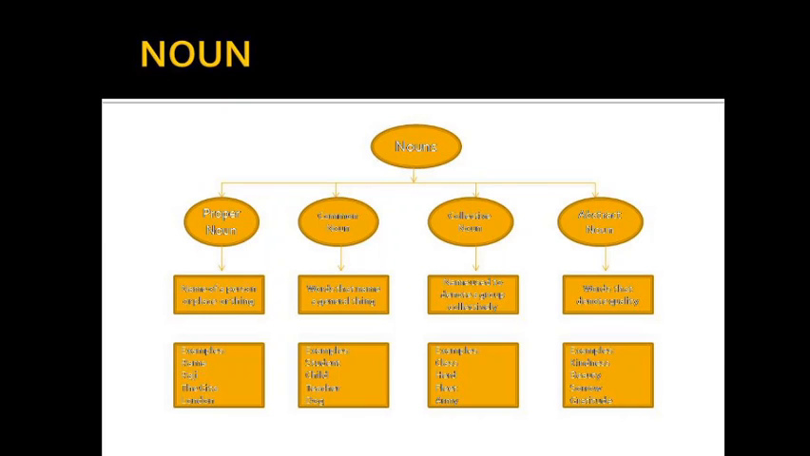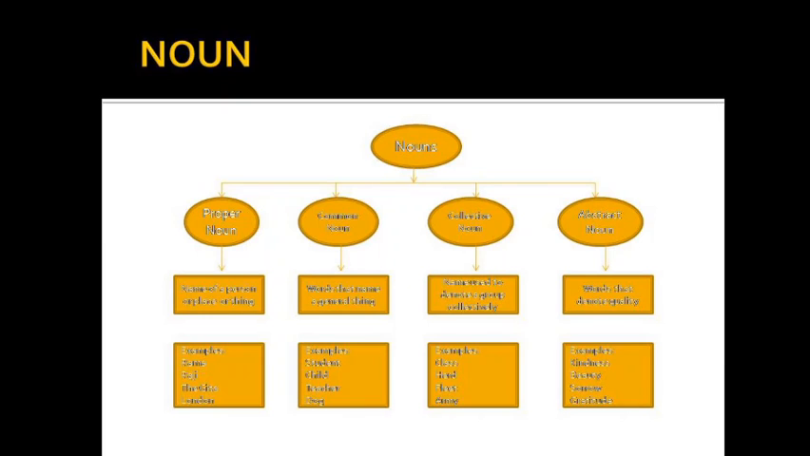Collective nouns are those words which are used to denote a group. For example, a class, an army, a herd, a fleet. All these words denote a group and that is called as collective noun.